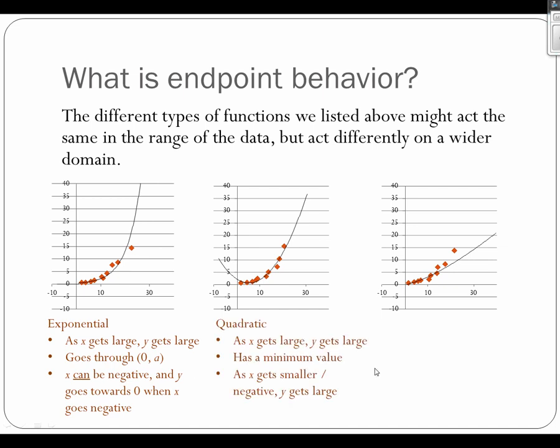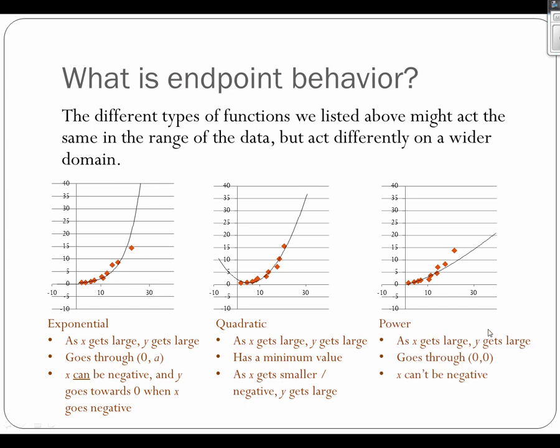Quadratic functions, it's still true that as x gets big, y is going to get big. It does have a minimum value, right? There's some lowest value that y can have. And as x gets smaller and goes negative, which is possible, y is going to get big again. That's very different than what happens over here with an exponential function.